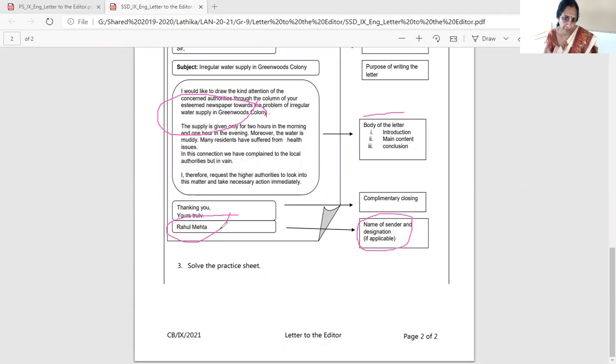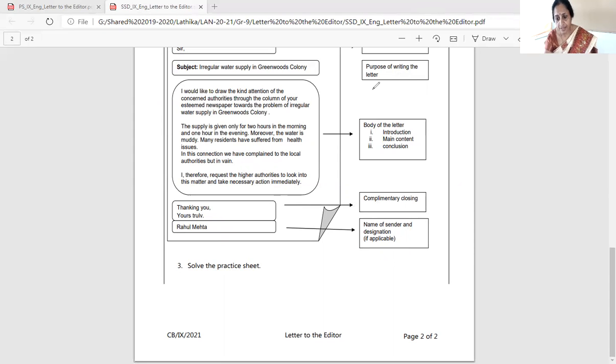If you're just one of the members of that society, you don't have any designation as such, you can just write your name. But if you are the secretary of that association or something in that colony, then you can also mention that you are the secretary of this Greenwoods colony, or any other post if you are holding in that association or that colony. You can mention it here below your name. Okay, so this is the general format that you have to remember and follow when you write any letters to the editor or any formal letter.